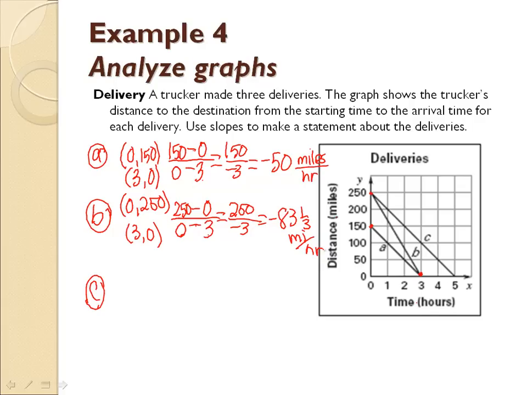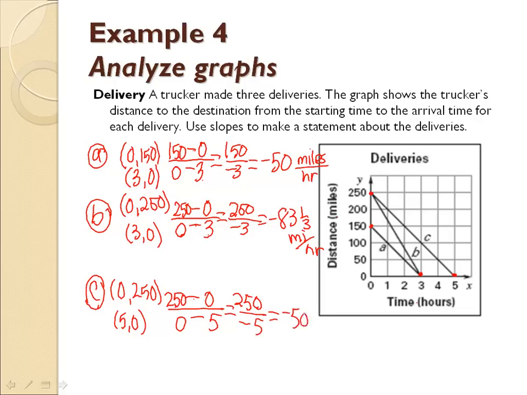C, let's use our 2 points. For C, my first point is (0, 250). And my other point right here is (5, 0). So let's draw our fraction bar and our minus signs. I've got (0, 250). The other point is (5, 0). 250 minus 0 is 250, over 0 minus 5 is negative 5. Reducing this, you get negative 50, and that's miles per hour.